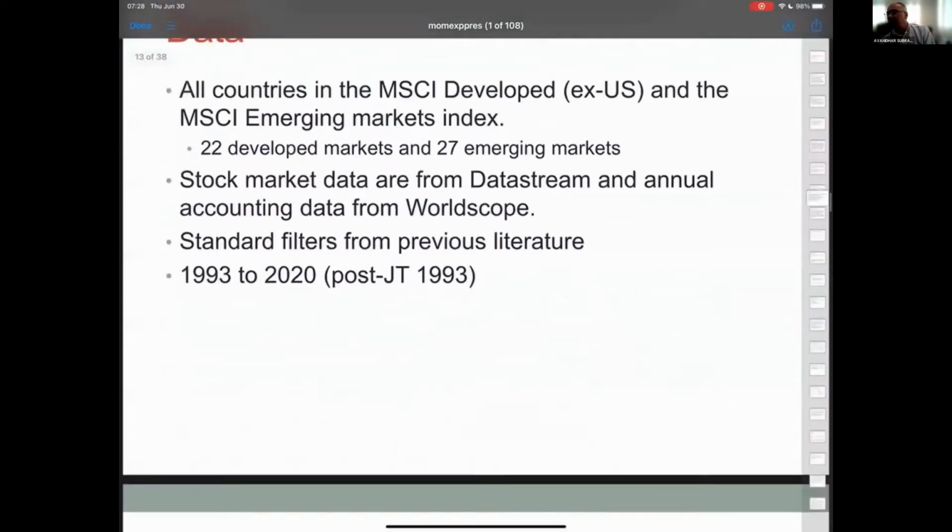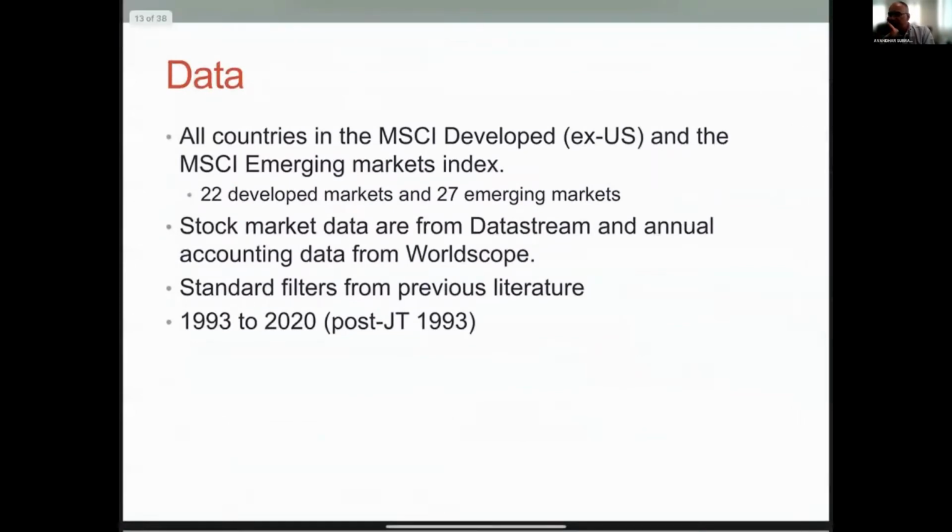Okay, so now let's get into the data before we get into the method itself. Essentially, in this data, we're going to have all countries in the MSCI developed index, excluding the US, and the MSCI emerging market index. So it's going to be 22 developed markets and 27 emerging markets. And then the data set is going to span the years 1993 to 2020.